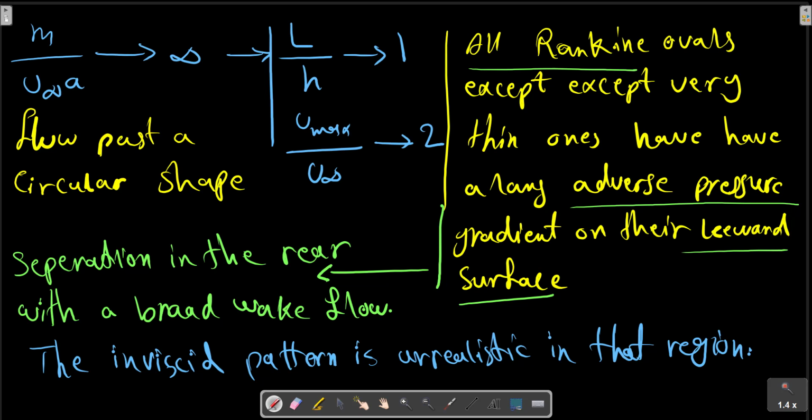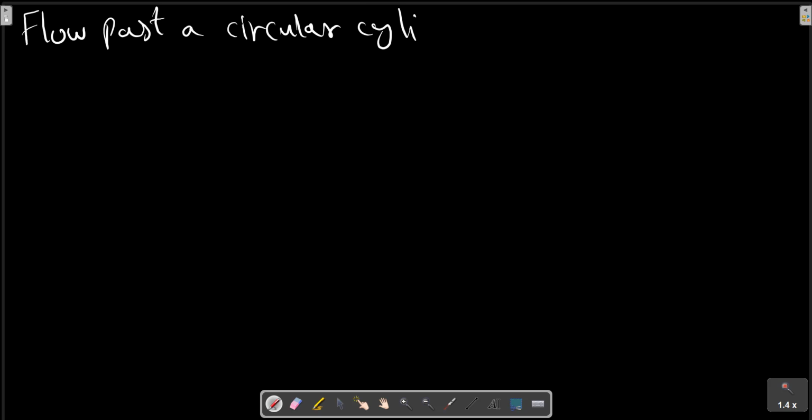Flow past a circular cylinder with circulation is the next subsection in this section.